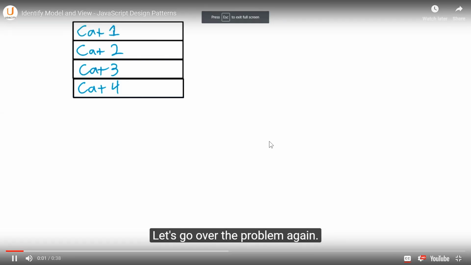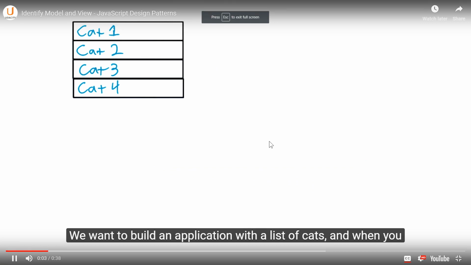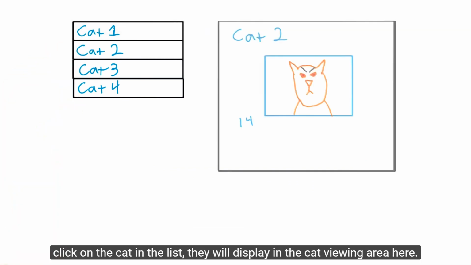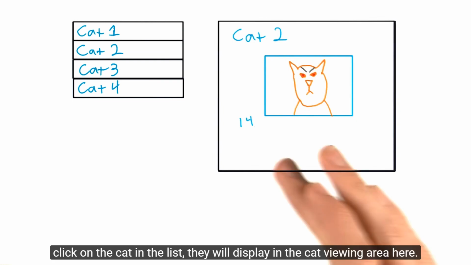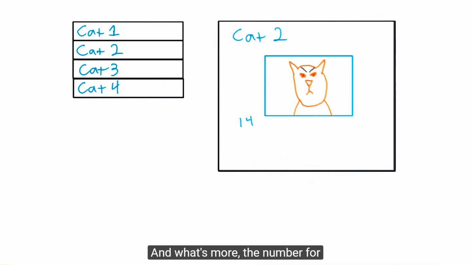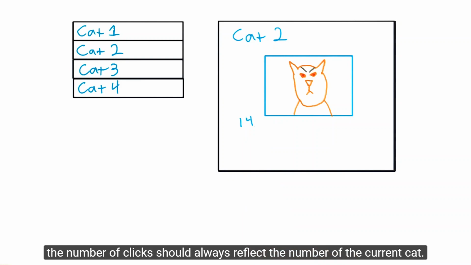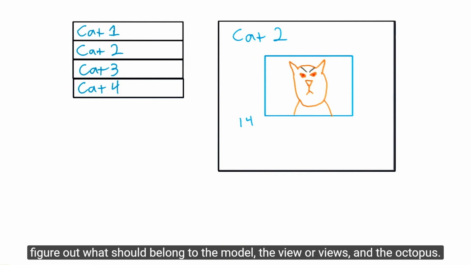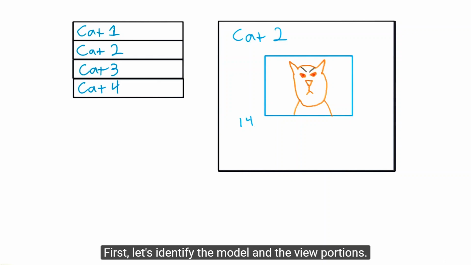Let's go over the problem again. We want to build an application with a list of cats, and when you click on a cat in the list, they will display in the cat viewing area here. And what's more, the number of clicks should always reflect the number of the current cat. We're going to go through this right now and figure out what should belong to the model, the view or views, and the octopus. First, let's identify the model and the view portions.